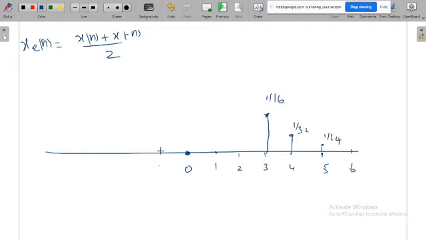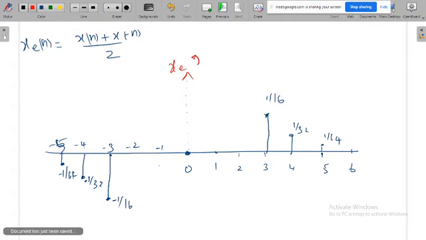Similarly here minus 1, minus 2, minus 3, minus 4, minus 5, minus 6. At n is equal to minus 3, what we will be getting? 1 by 16. N is equal to minus 4, 1 by 32. And then at n is equal to minus 5, you will be getting 1 by 64. Okay, so now this is the even part of the signal. Graphically we have seen what is the answer. Even part of the signal.